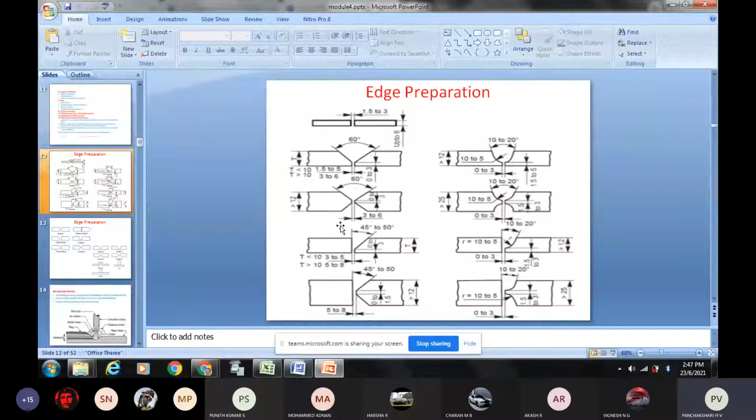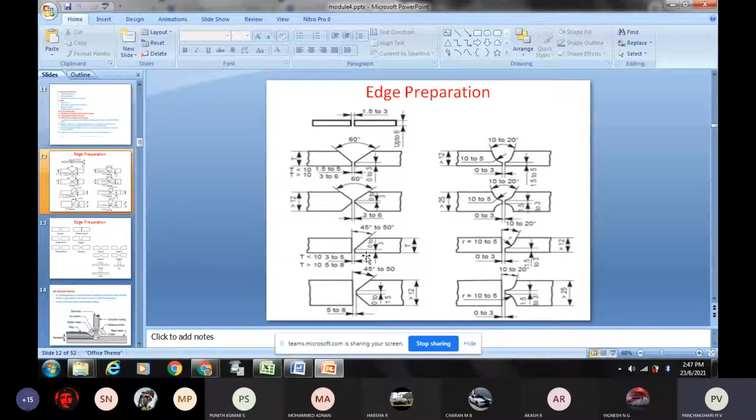If the metal thickness is very big, that is 12 millimeter, 15 millimeter, then this type of preparation can be done on both sides. See, one side and two side. Both side chamfering has to be done. It has to be cut like this. Then joining, so that liquid metal fills here, so that the proper joint will be obtained.